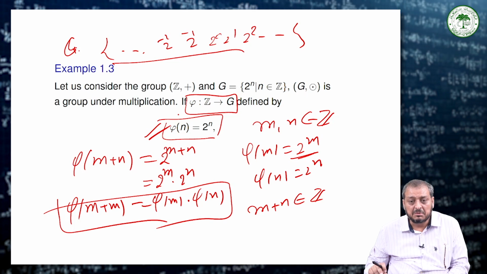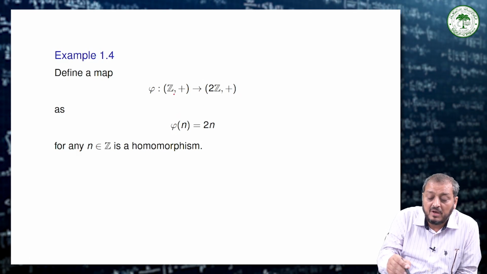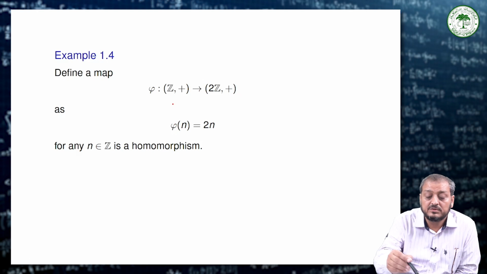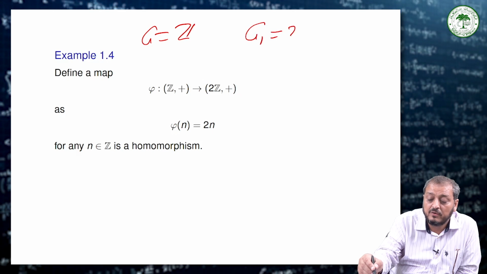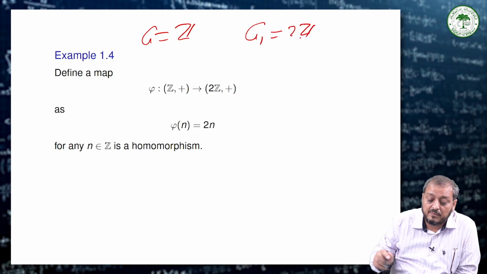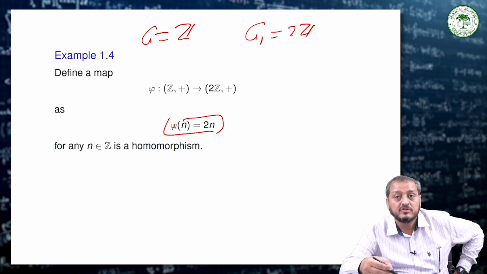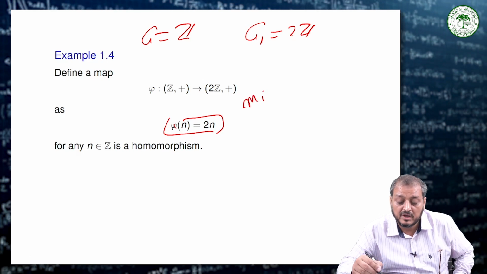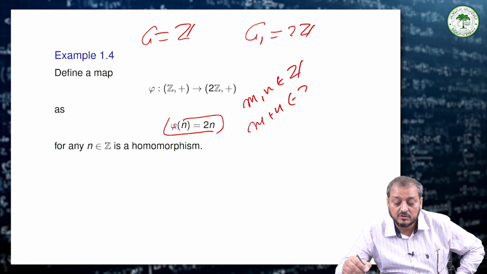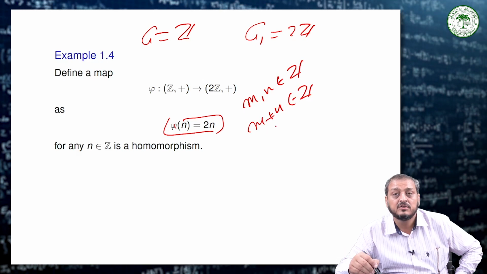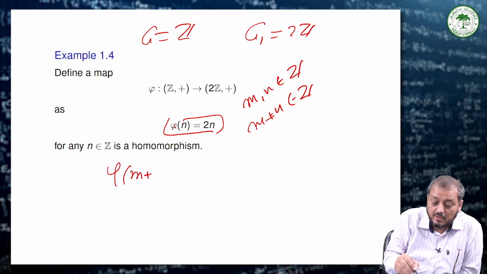Okay, now some more examples. I take two different groups, where G is the set of integers under addition, and G1 is the set of even integers, and the map defined is phi of n equal to 2n. Again we say this is clearly a homomorphism. Why is it a homomorphism? We take m and n elements of the set of integers, and m plus n is also in the set of integers because under addition this is a group.